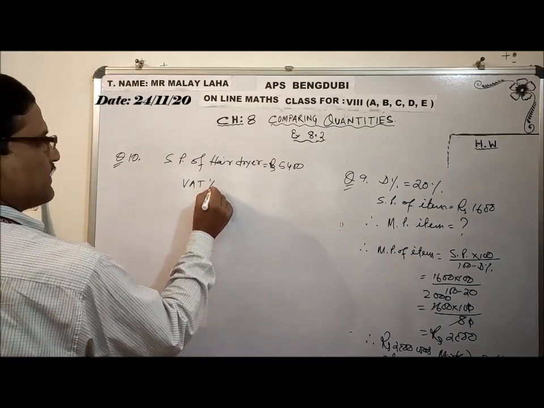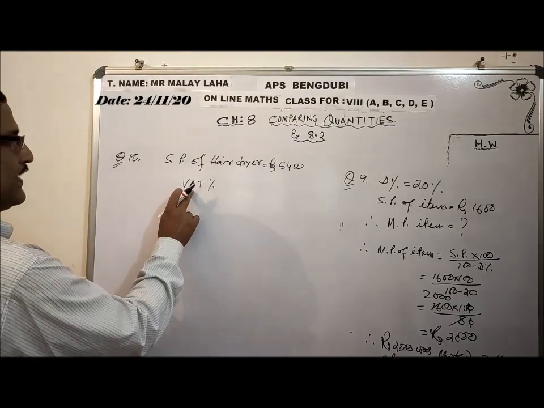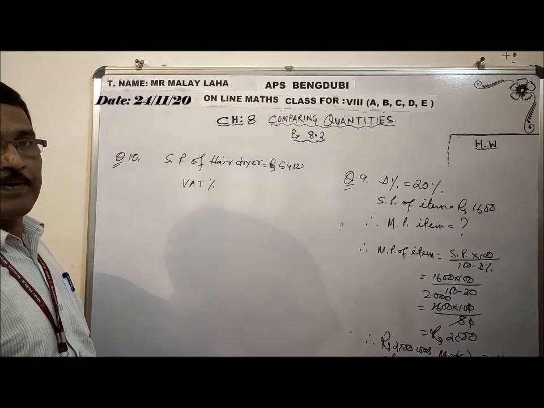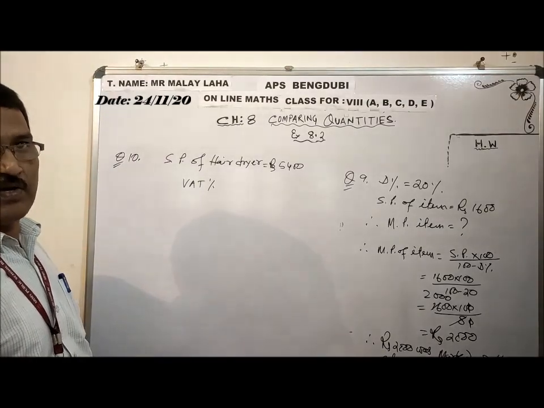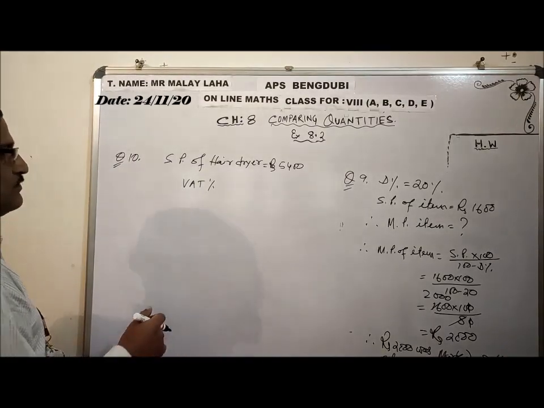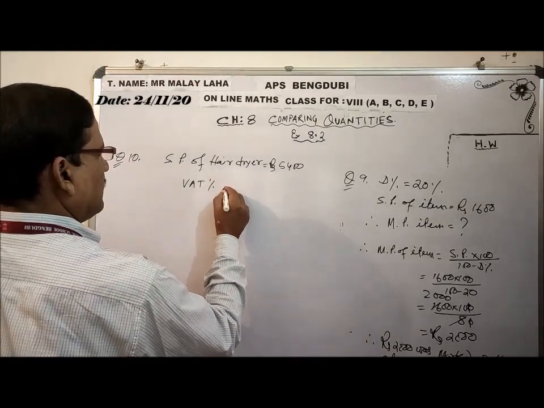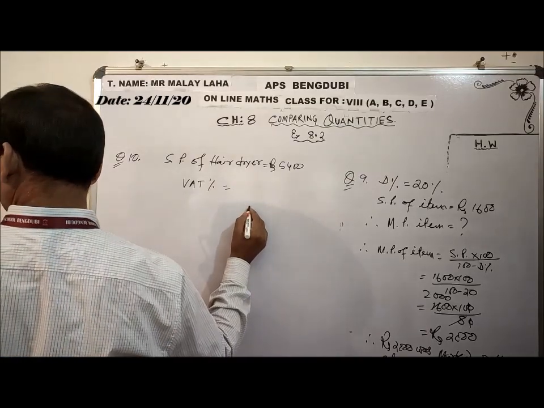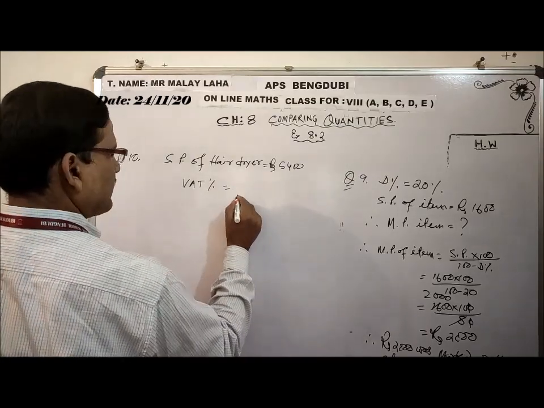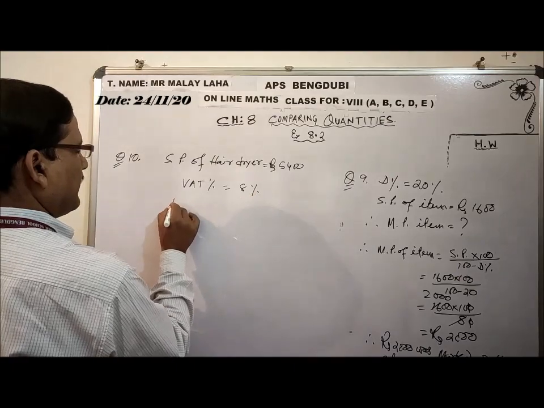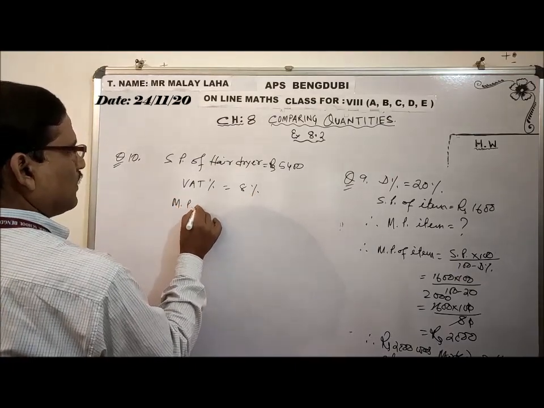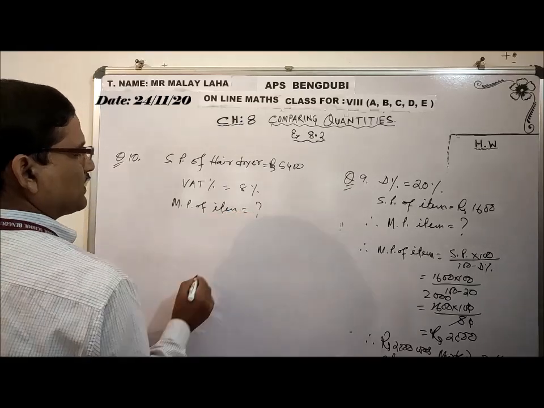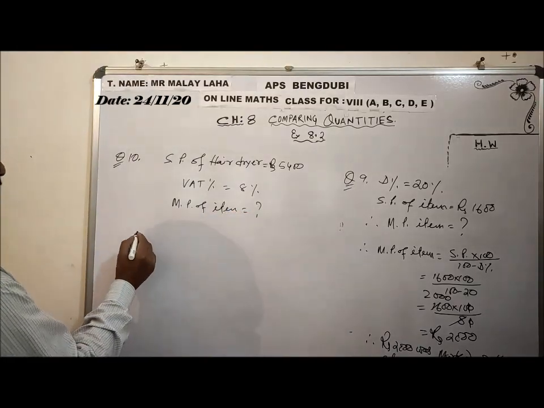VAT is what? VAT, the value added tax. Now this is abolished. Okay. Now we are applying GST. Okay. GST. VAT is equal to what is the percentage of VAT? 8%. MP of item is equal to what? Same way, you have to find out the MP.